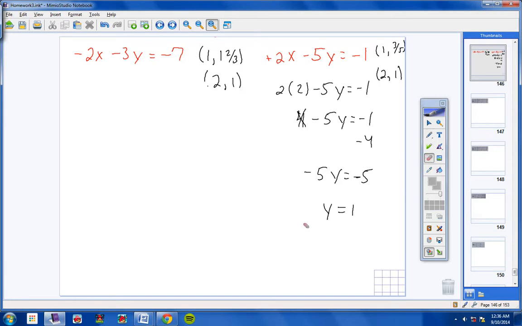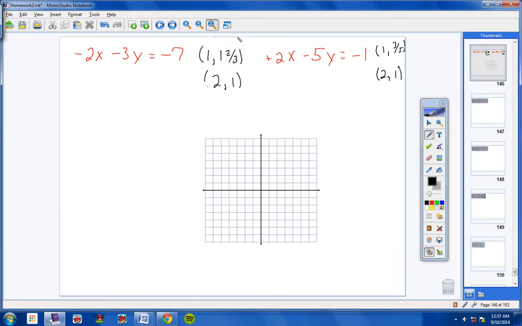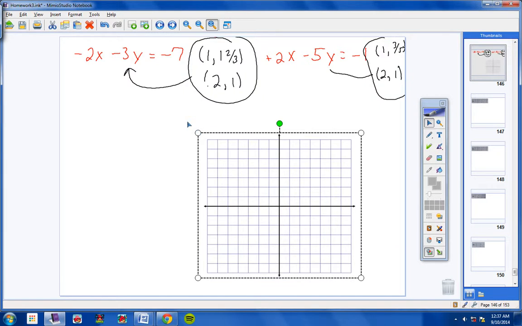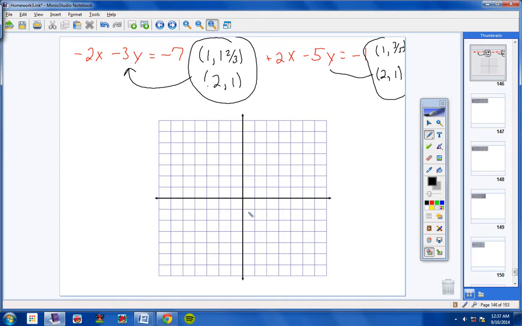Okay? So what I've done here is I now have 2 ordered pairs right here for this linear equation, and I have 2 ordered pairs here for this linear equation. So I can graph these 2 lines pretty quickly, okay? So let's go ahead and see what happens here. Let's see, for the first equation, I'm going to go over 1 and up 1 2/3. And for my other ordered pair, I'm going to go over 2 and up 1. So the line will look basically something like this. You should use a straight edge if you can, and just sketch a rough looking line, okay?